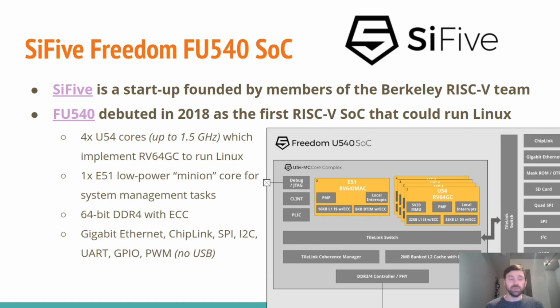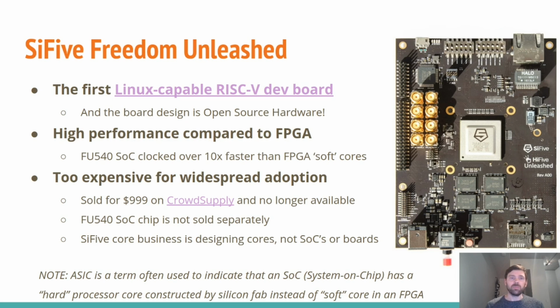Unfortunately, not USB. And along with that, they announced back in 2018 and came out with the first Linux-capable RISC-V dev board called the SiFive Freedom Unleashed. And this is what you saw back on the Fedora slide. The only other thing that's neat is the actual board design for it is open source hardware. So it was quite high performance compared to FPGAs, which is one of the other alternatives. The FU540 SoC is clocked to be 10 times or more faster than the soft cores.